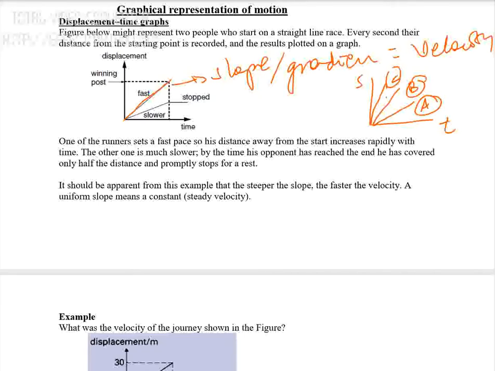This is because for C the distance is higher and the time taken is short. But for B the time is larger and the displacement is also small. Therefore, if the graph is steeper to the y-axis, its speed is greater.